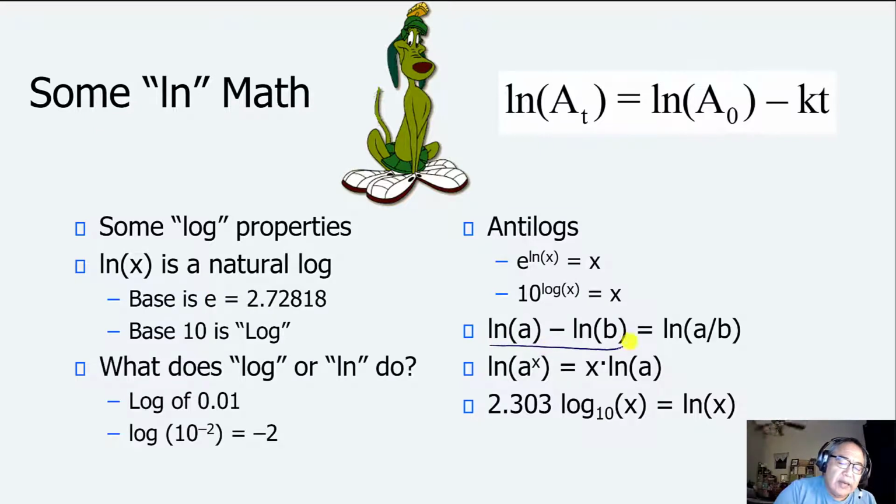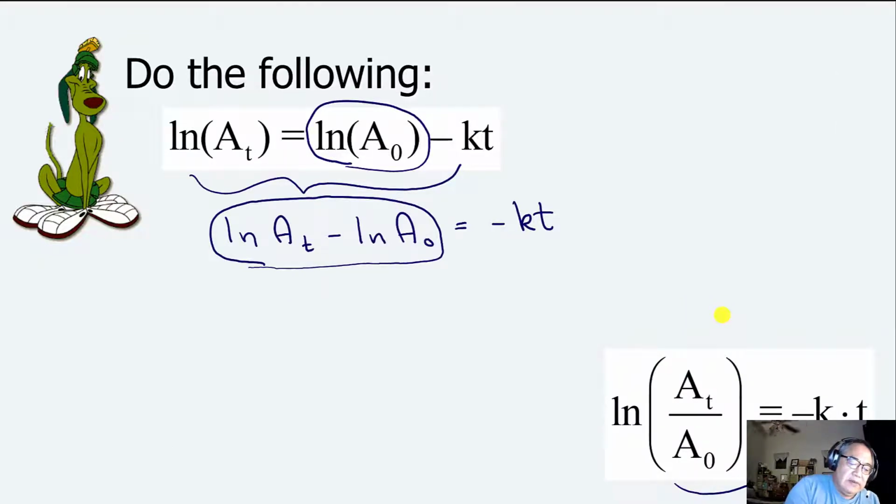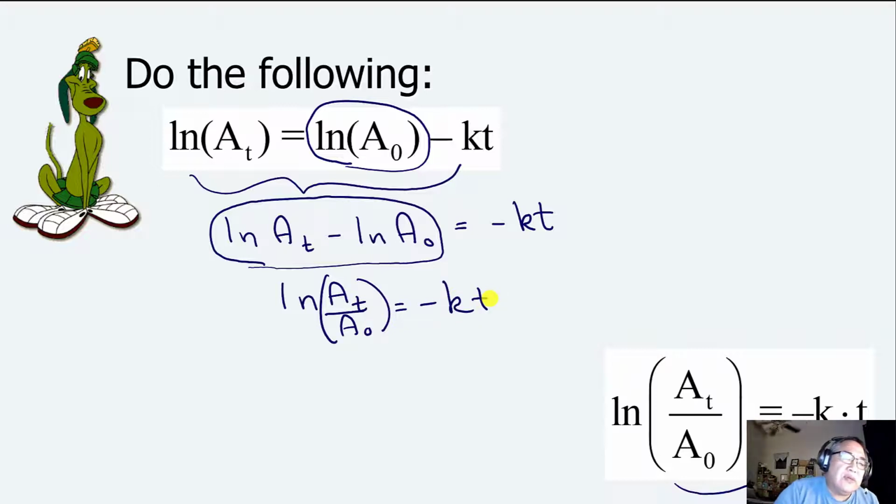If you subtract the natural logs of two numbers, A and B, it's the same as the natural log of A divided by B. So this becomes natural log of At divided by A0, and that's equal to minus kt. Now this is also a useful equation, but again, I just wanted to show you how that was done.